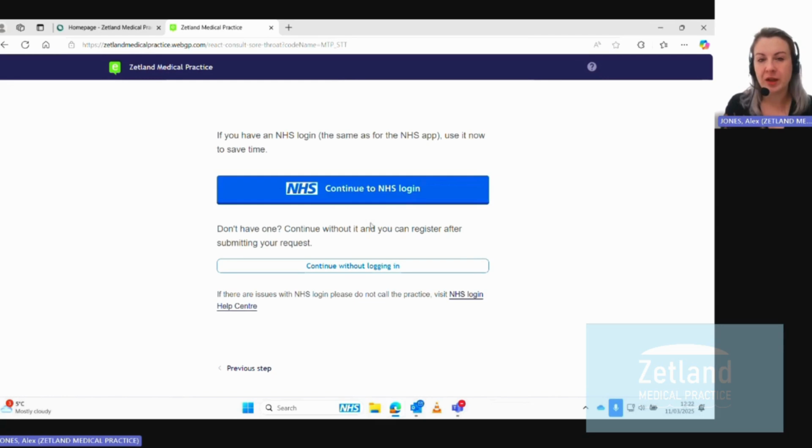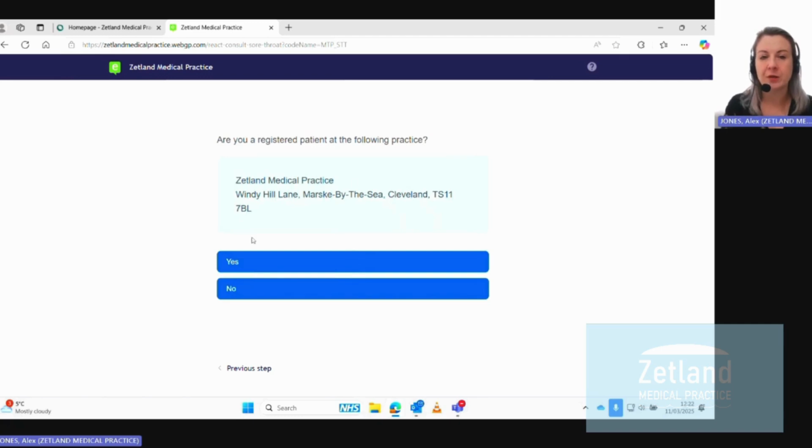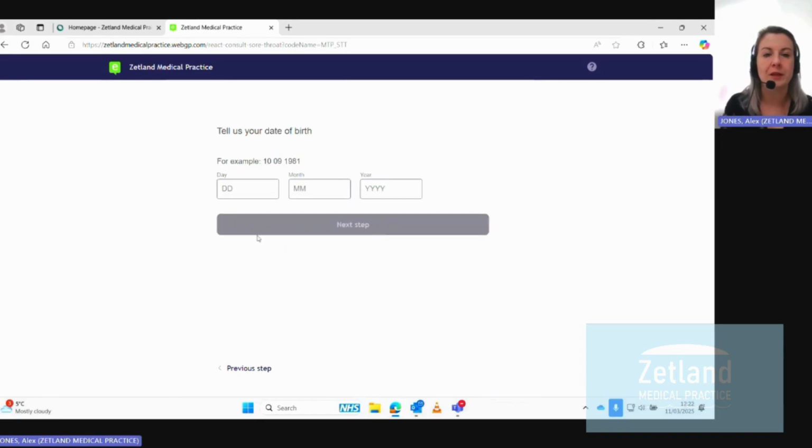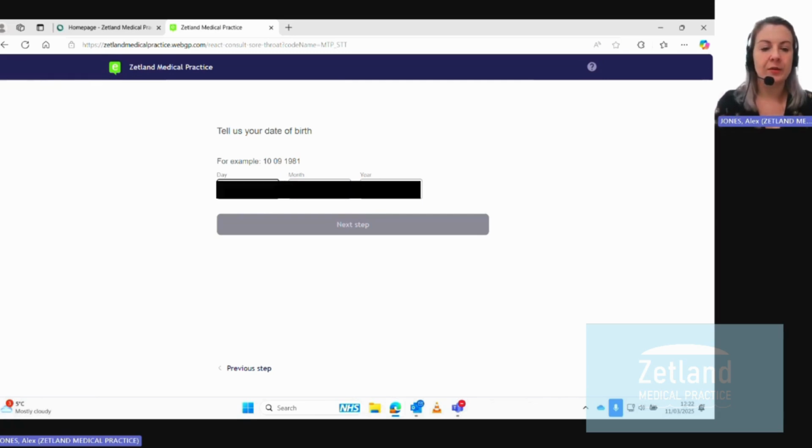You can log in here with the NHS app, but you can also just continue without logging in. Are you registered at our practice, at Zetland Medical Practice? Yes. And what was your sex at birth? For the purposes of this, I'm going to say male because I'm going to use our test patient to submit this form. I'm going to pop in his date of birth there.